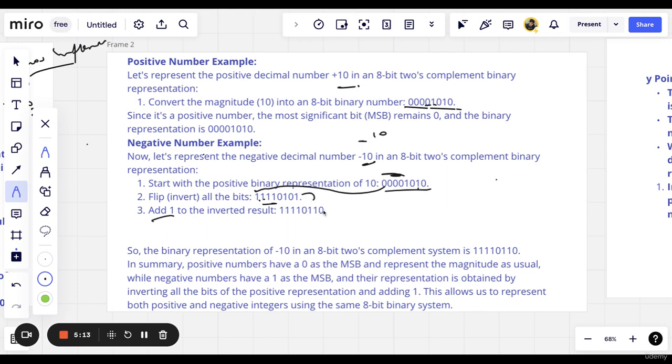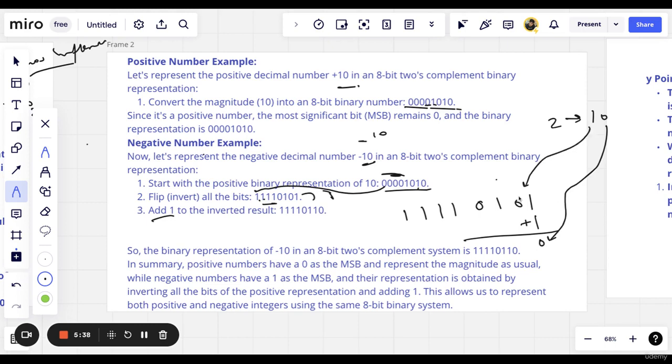So here we add one. Let us say we got the number 1111 0101 after inverting. When we add one to it, we know from binary addition in the previous videos that 1 plus 1 gives you 2, and 2 in binary is 10. So the 0 of this 10 comes here, and the 1 becomes the carry. So 1 plus 0 becomes 1, and the rest of the bits you can just write as they are.